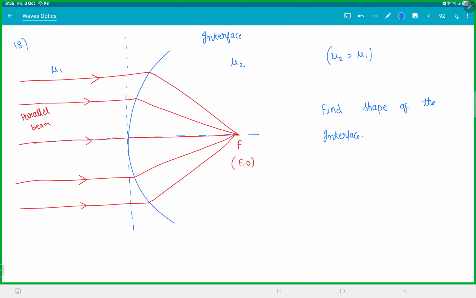Again, just to give an idea, just now I taught you. All these rays are parallel, which means they're starting from the same source. That means when they reach the focus, they should have taken the same time. Make sense? But you can clearly see everyone is traveling different distances. They're traveling different distances, but they all reach the focus at the same time. What is the shape of that interface? Try. This will be a proper advanced question.